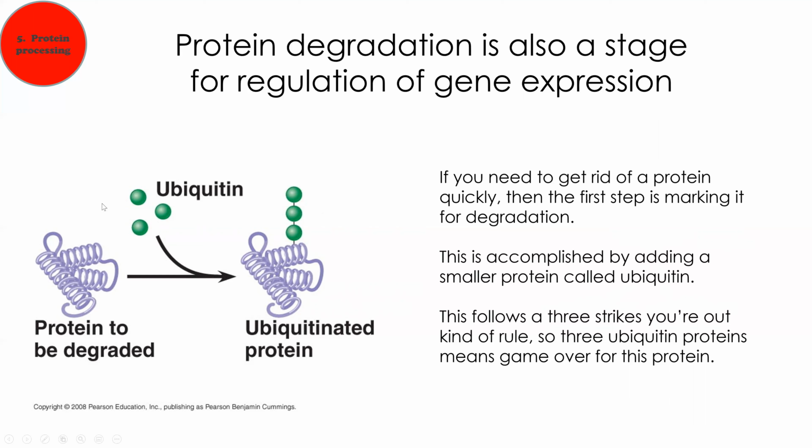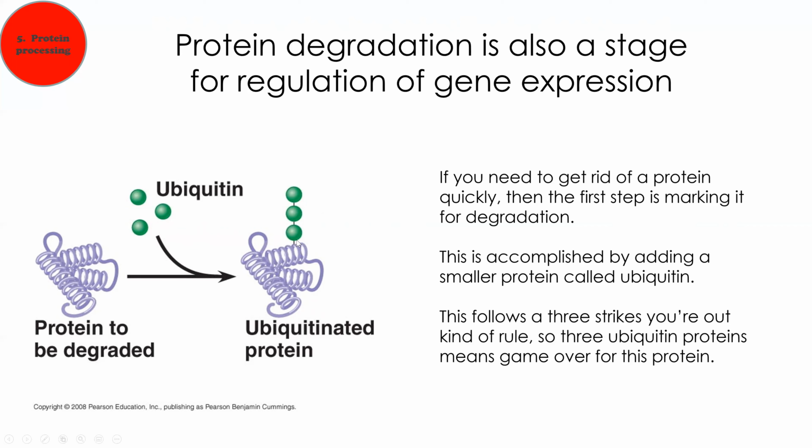When Home Skillet is going around spraying red X's on those trees, that's what is going to happen next. We have to mark this for destruction. So the way that cells do this is by attaching really small proteins called ubiquitin. Okay, so ubiquitin, and this is kind of a 3 strikes you're out sort of a thing. So 1, 2, 3. Once you get 3 ubiquitins attached, game over. That's when it's time to go.